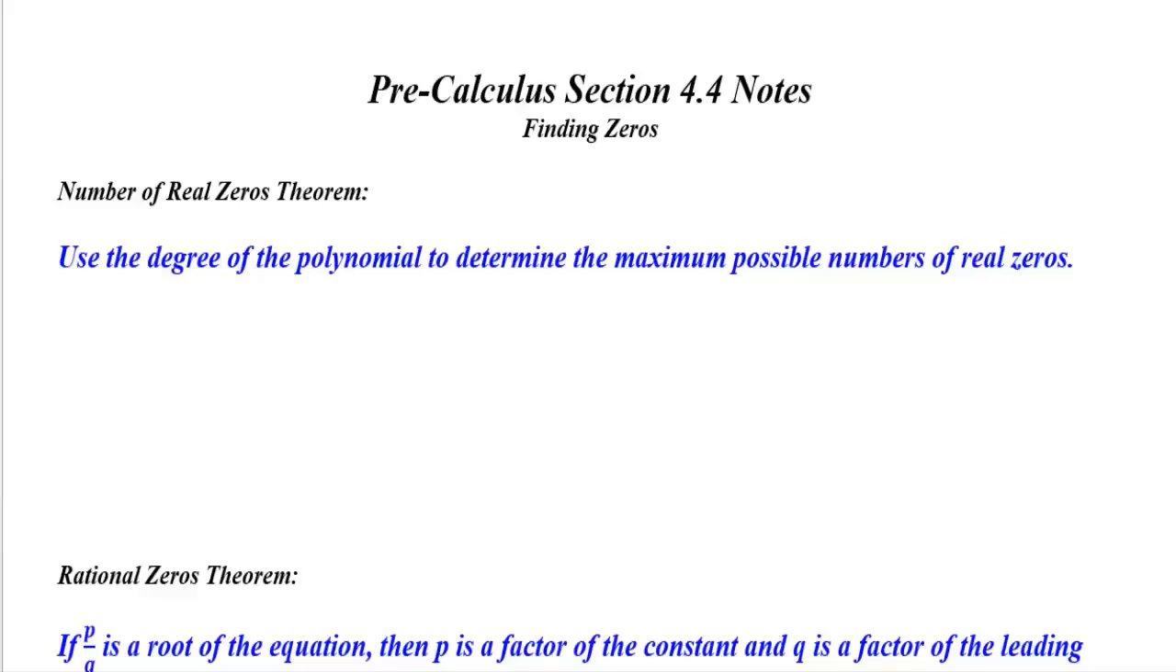Okay, in today's lesson, we're going to take a look at finding zeros of polynomials. The first thing we need to understand is that the number of real zeros theorem essentially says that we can use the degree of the polynomial to determine the maximum possible number of real zeros. If we have a third degree polynomial, it's got 3 possible real zeros. If it's a 7th degree polynomial, it's got 7 possible real zeros. That's why it's important to understand the degree and the leading coefficient. That degree tells us how many there can be.